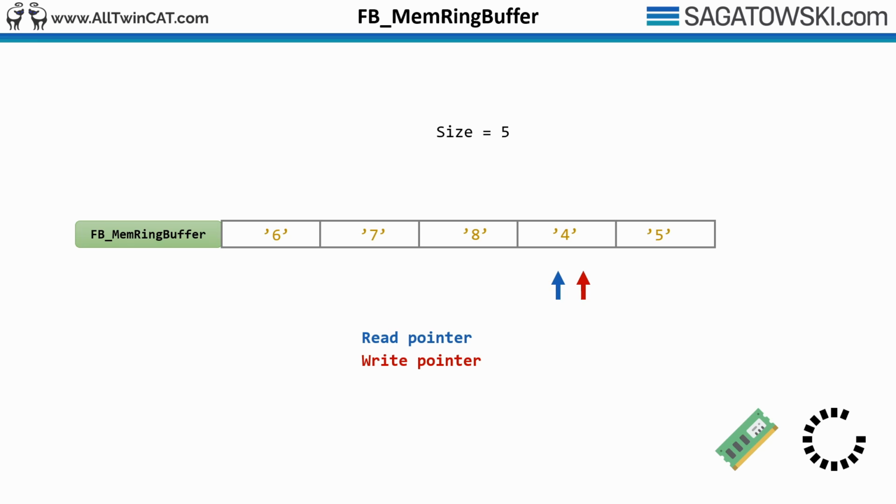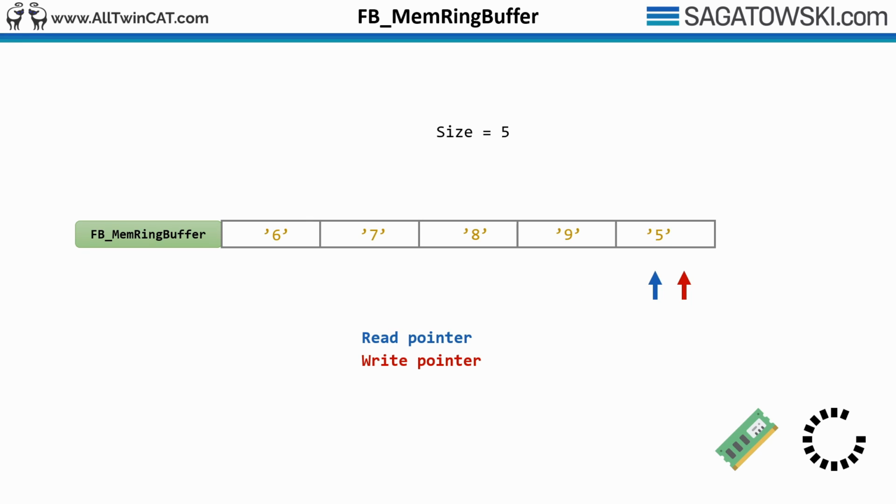Now the buffer is full, and the right pointer points to the oldest entry in the buffer. We know it's the oldest entry as the read pointer is pointing to it. The read pointer will always point to the oldest entry in the buffer. Now let's see what happens if we add an additional entry into the buffer, even though it's full.